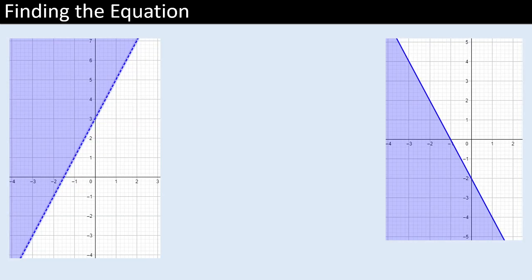Okay, so there are 2 examples here. If you're feeling pretty confident with things, you might want to pause at this point and try finding the equation of those lines yourself. If you're not feeling so confident, you might want to watch me do the one on the left so that you can try the one on the right. But either way, I'll give you a moment to pause just for now. I'll give you 5 seconds.